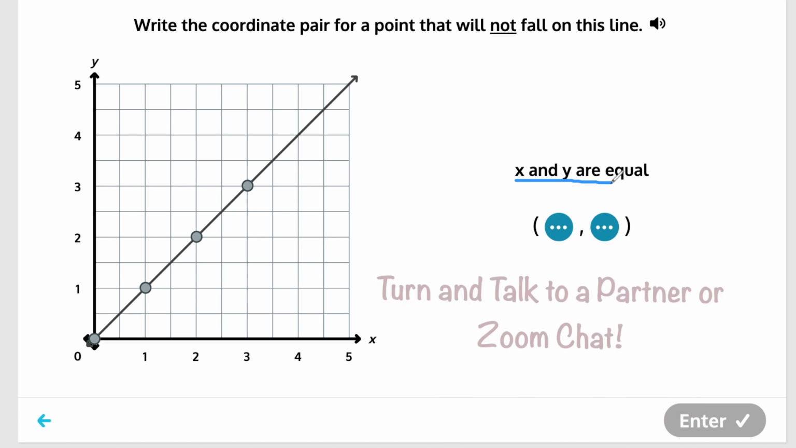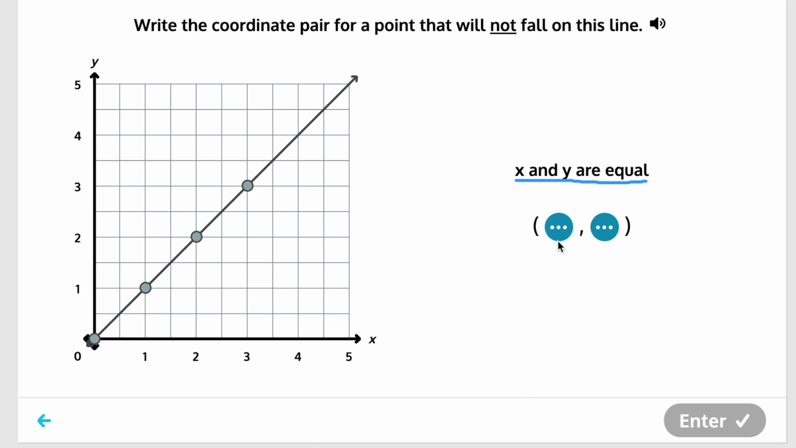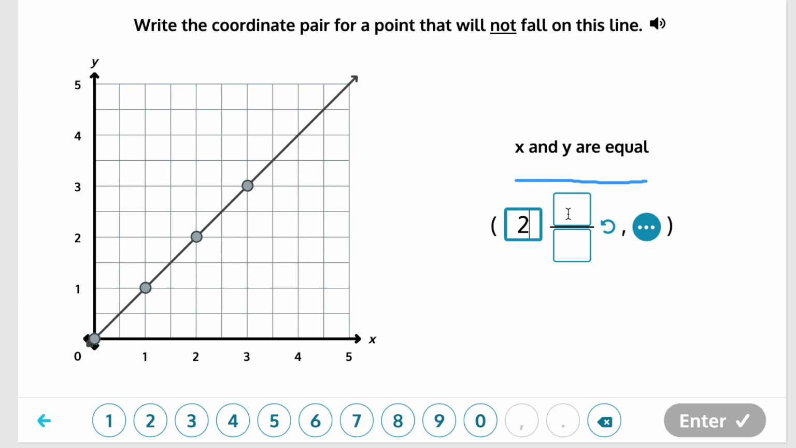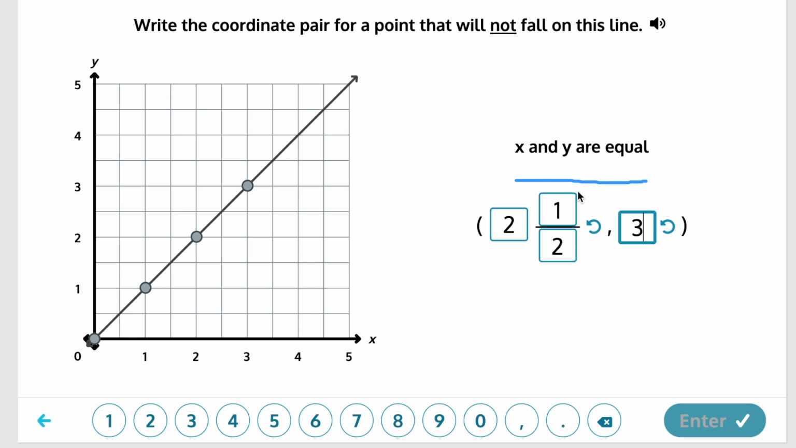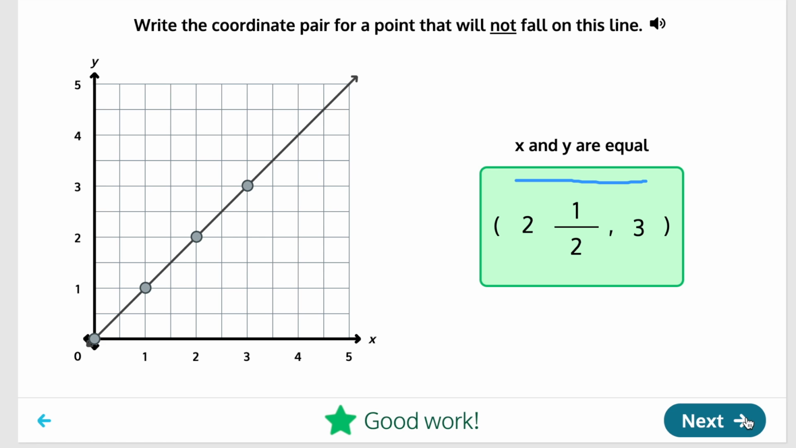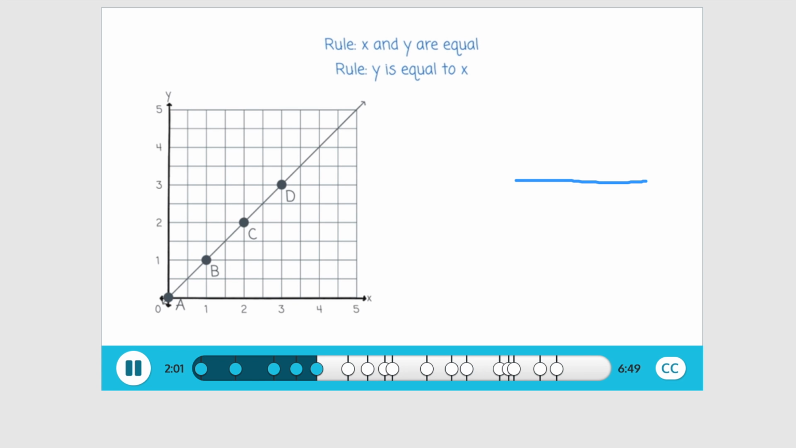Turn and talk to a partner and then have your teacher call on you to share out. All right, well, the coordinate pair that I'm choosing is 2 and 1/2 for my x coordinate and then 3 for my y coordinate. I know that that wouldn't fall on this line because it doesn't meet the rule of x and y being equal. Awesome. Here are some examples of coordinate pairs that will not fall on this line. x and y are not equal.